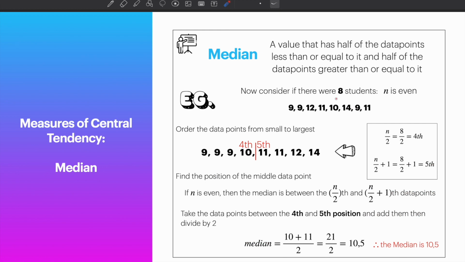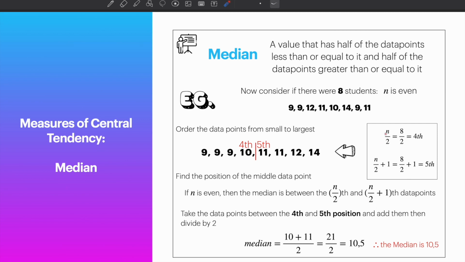Alright, so let's now consider a situation where our sample size is an even number. So say we took 8 students instead of the 15 students like in the previous example. So essentially we just do the same thing. First things first, we order the data from smallest to largest, and then we find the position. In the case where we have an even number of the sample, the position of the median will be between two values. So it will be between n divided by 2 and n divided by 2 plus 1. So that's where your middle value will be sitting there.